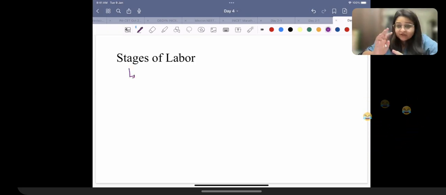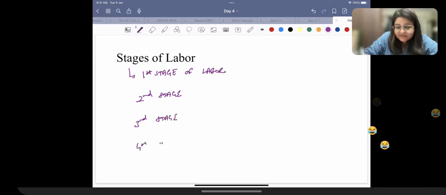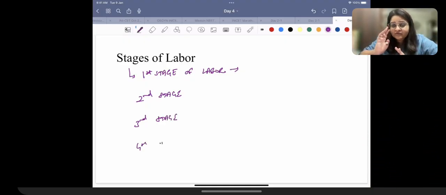Coming to stages of labor. Stages of labor, you have four stages of labor. I'm not looking at the chat box now for some time. Some people will be getting very irritated, wondering what ma'am is saying. First stage of labor, second stage of labor, third stage and fourth stage. What is the first stage of labor? I'm not looking at the chat box, so just concentrate here. Try not to ask questions or distract. Let's finish this on time.